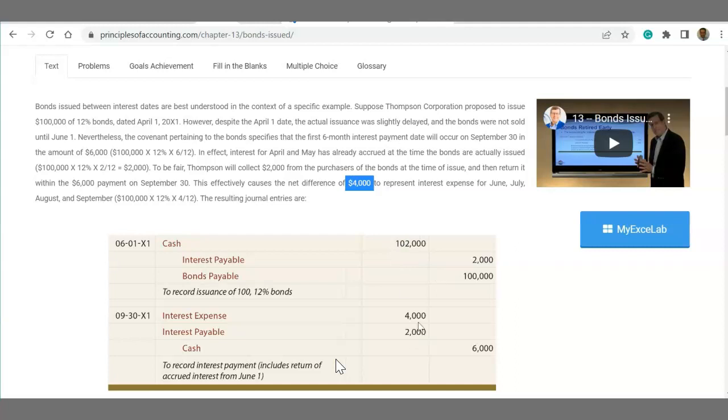However, we record that as interest payable of 2,000 as a liability, and then at the end of September we pay them 6,000 automatically. We have to do that. So the $2,000 interest payable that we recognize as a liability will be closed, and the 4,000 interest expense will be recognized. And after that, everything goes to the normal 6 months period. Make sense?